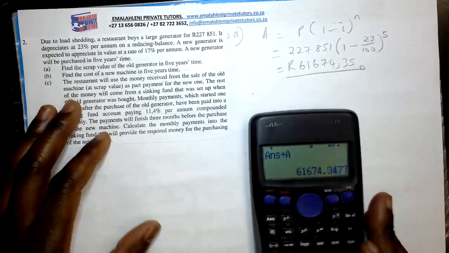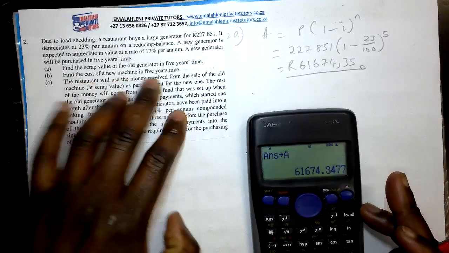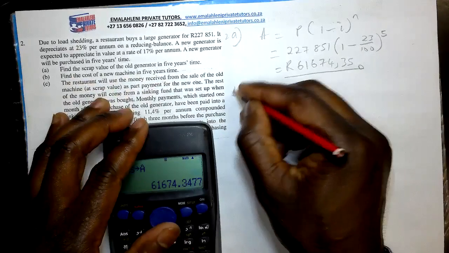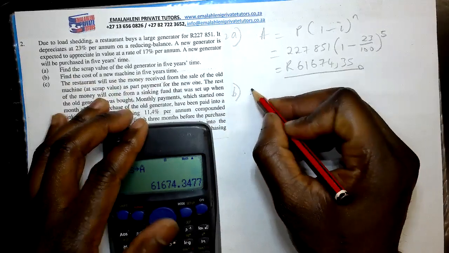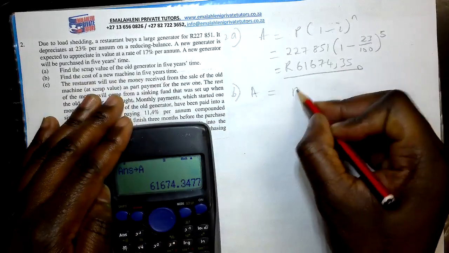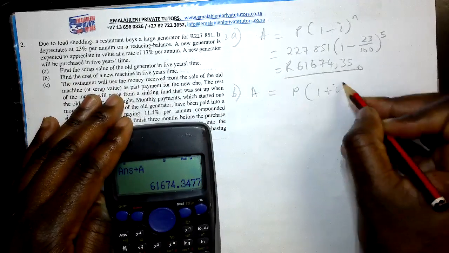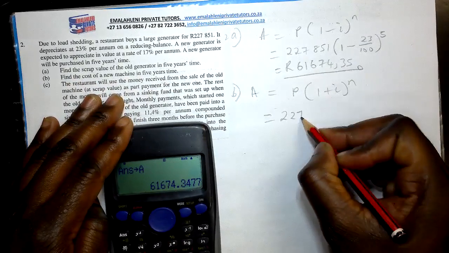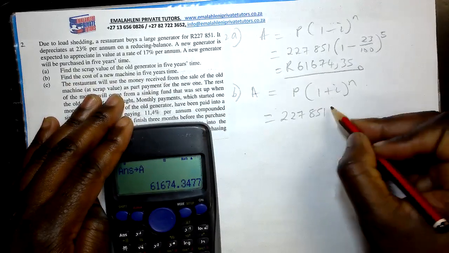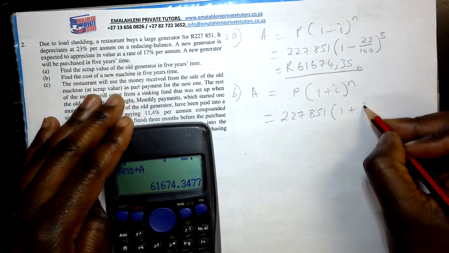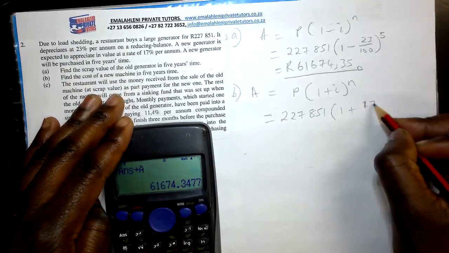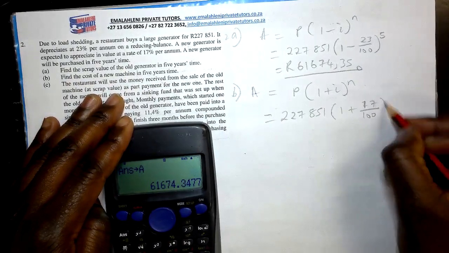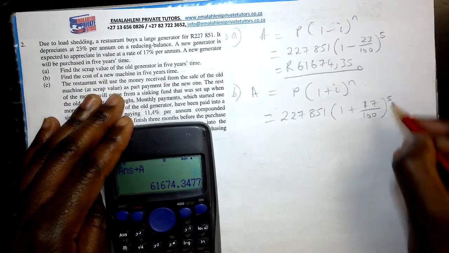Now let's check here. Find the cost of the new machine in 5 years. The cost of the new machine is going to appreciate. So here we're going to say A is equal to P in bracket 1 plus I, to the power of N, 227,851 in the bracket 1 plus, now 17% over 100 to the power of 5. What do we get there?